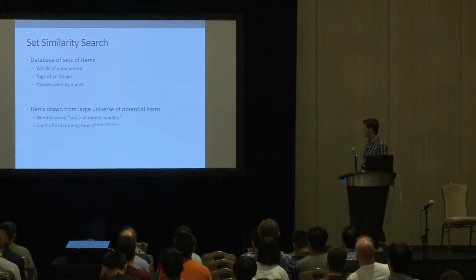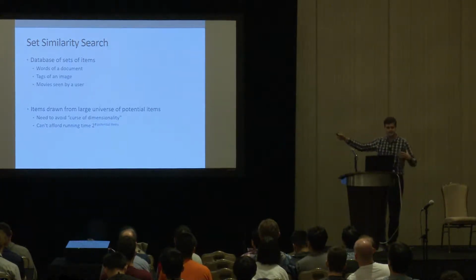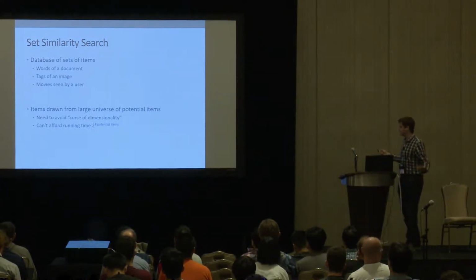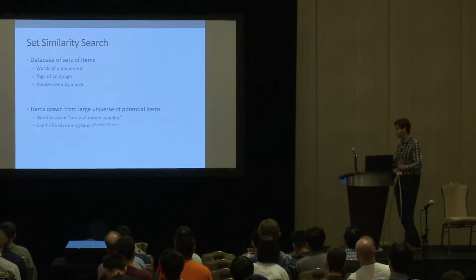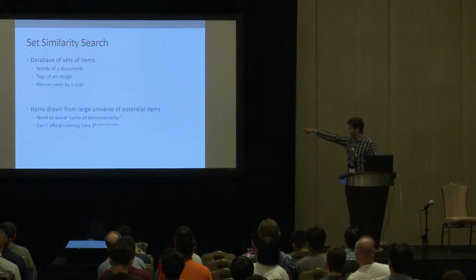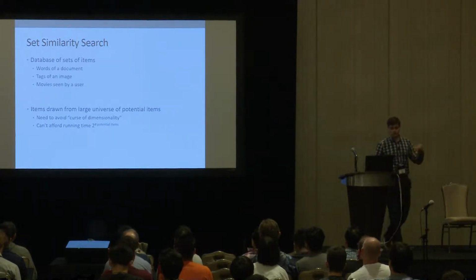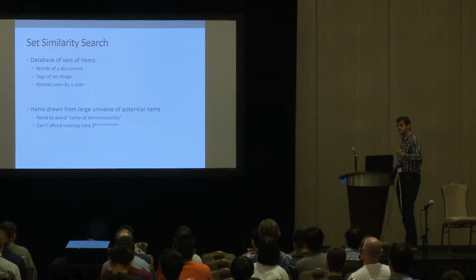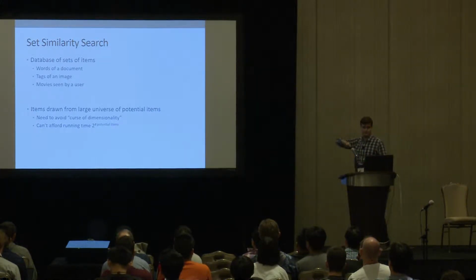case. So in particular, the items in the set are drawn from a very large universe of potential items. All English words, all image tags, something like that. So we need to avoid the curse of dimensionality. So there are known algorithms that have running time something like 2 to the number of potential items. That's way too big for us.